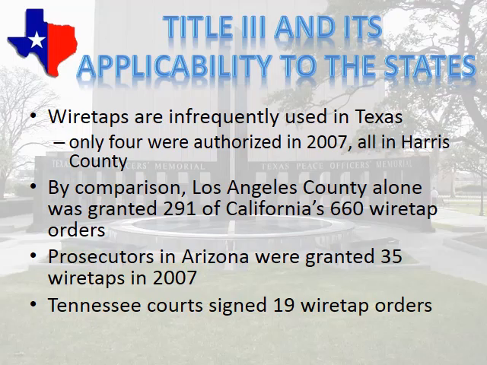By comparison to Texas, Los Angeles County alone had 291 of the 660 wiretaps ordered in California in 2007. So they use a lot more wiretaps at the state level in California than we do here in Texas. Arizona, a much smaller state than Texas, that same year had 35. And then Tennessee, even smaller, had 19 orders. So we don't utilize them as much at the state level here in Texas. It would be because of the difficulty of obtaining them and the fact that DPS has to be involved in all of them.